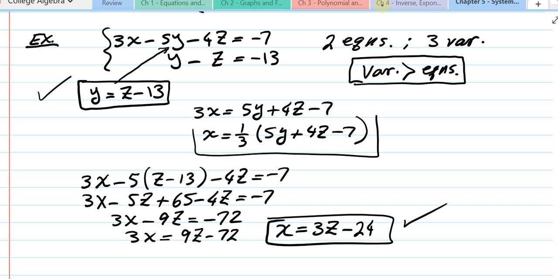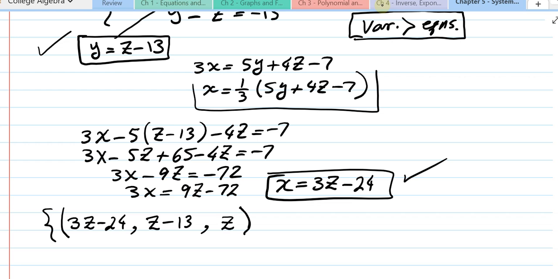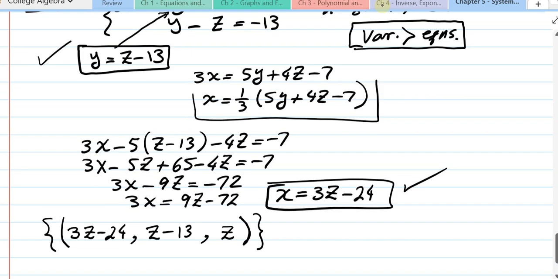So we have the solution for x and y in terms of z, notice. There are actually 3 ways we can write the solution set. One way is this: the solution set is the ordered triple x, 3z minus 24, comma, y, z minus 13, comma, and z is itself. You see that? I don't solve for z. z is itself, and there is a solution set. Notice I don't have a specific answer because I don't have enough equations.